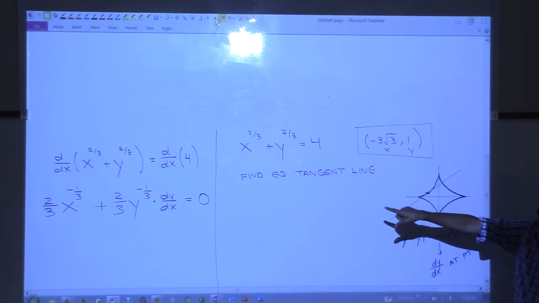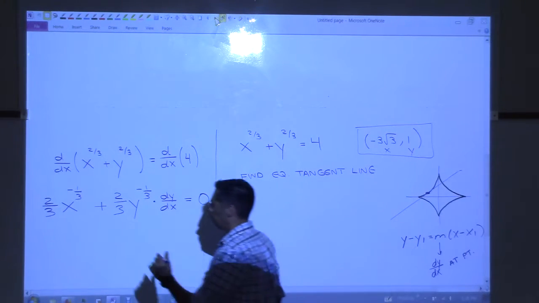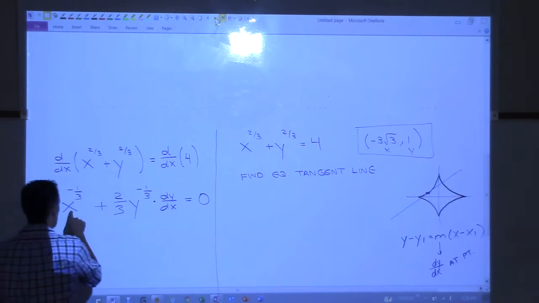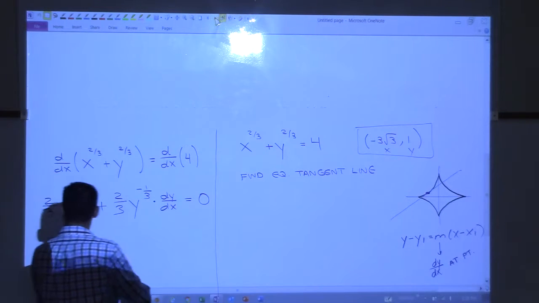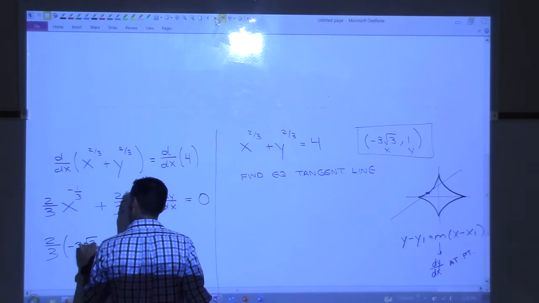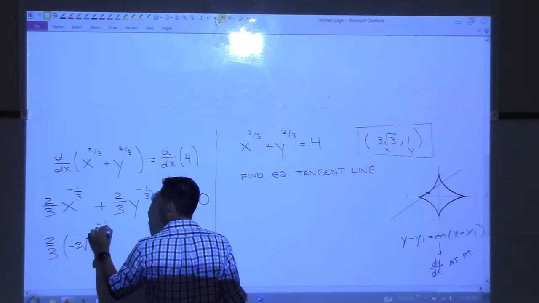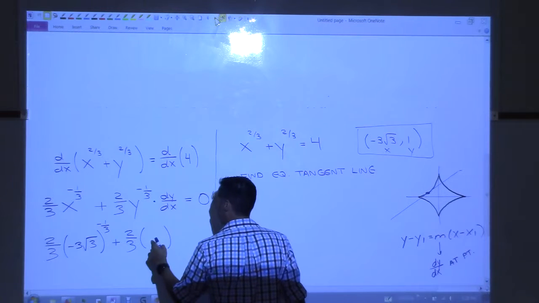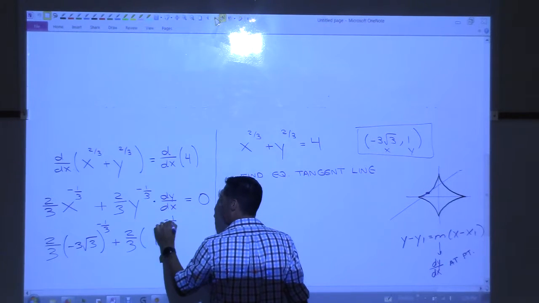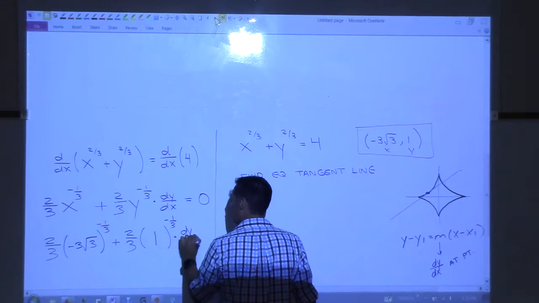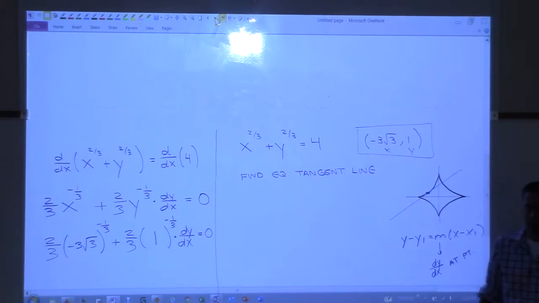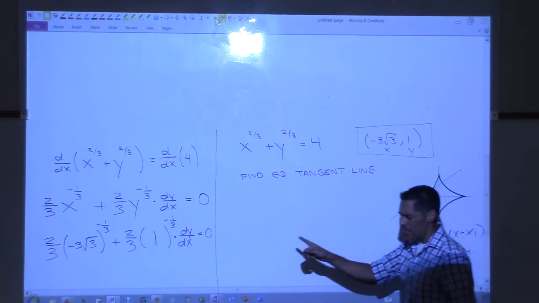I'm not even going to simplify that. So if we plug this in, we're going to have 2/3. And then we're going to have, what's x for us? Negative 3 root 3 raised to what power? Negative 1/3. Okay, plus 2/3. And then what? 1 raised to the negative 1/3 times dy/dx equals 0, right? So all I'm doing is plugging things in here. Any questions?